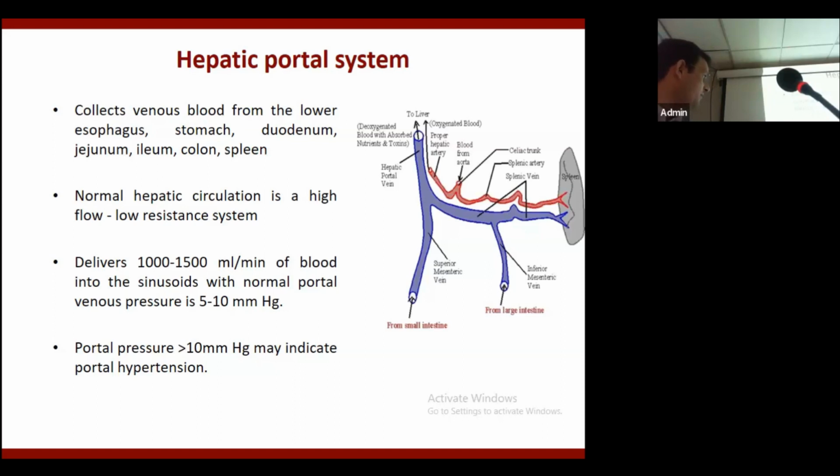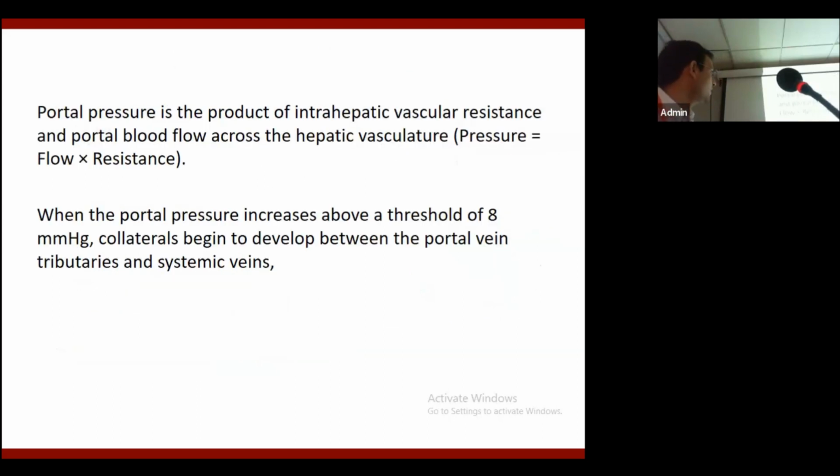The portal system delivers around 1 to 1.5 liters of blood per minute into the sinusoids with a normal venous pressure of 5 to 10 mmHg, and this is around 20% of the whole cardiac output. Portal pressure of more than 10 mmHg indicates portal hypertension. Portal pressure is the product of intrahepatic vascular resistance and portal blood flow across the hepatic vasculature. When the portal pressure increases above the threshold of 8, collaterals begin to develop between the portal vein and the tributaries.